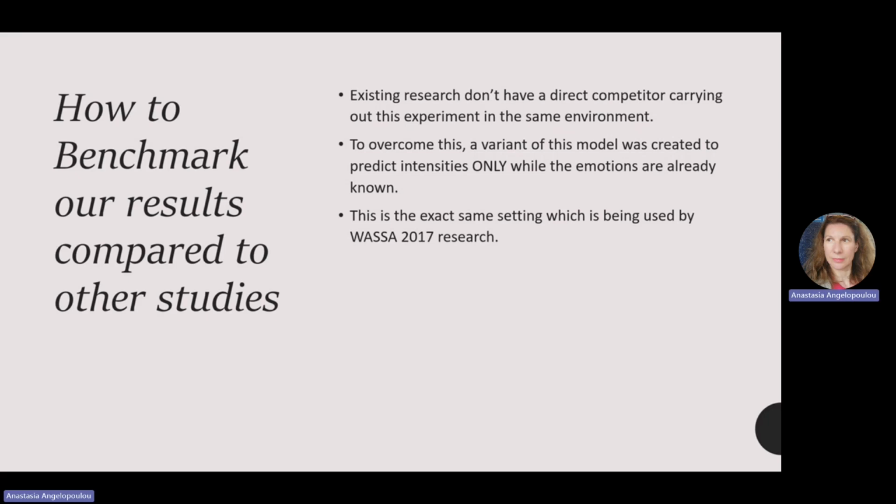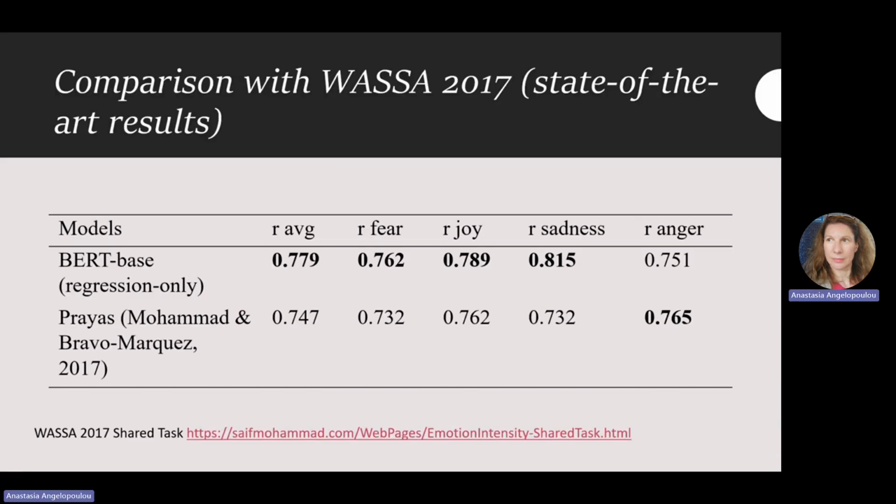And the output is, so we are comparing against this. This is the WASSA 2017 competition. The top winner of this competition was, if you see here, Peras, and on average, they got 0.747 in the regression only task. That is, they predicted with known emotions, only the intensities. So they got this, but our model came out on top with 0.779. This is just for the sake of comparison and for setting up the benchmark.